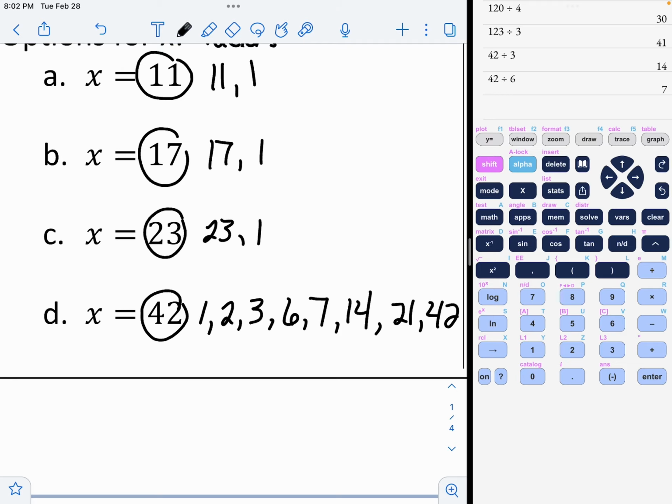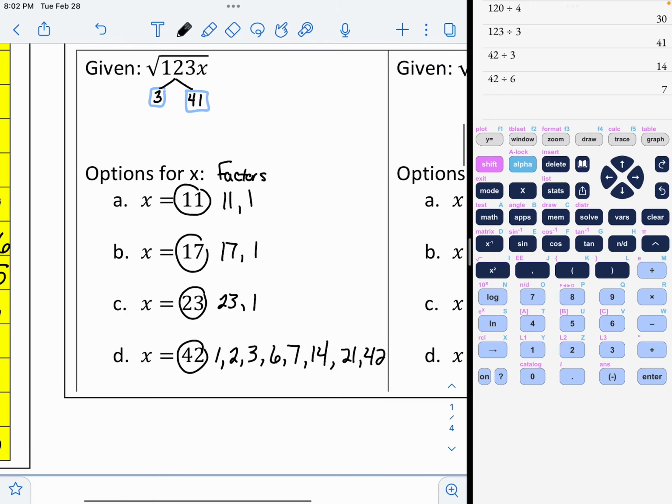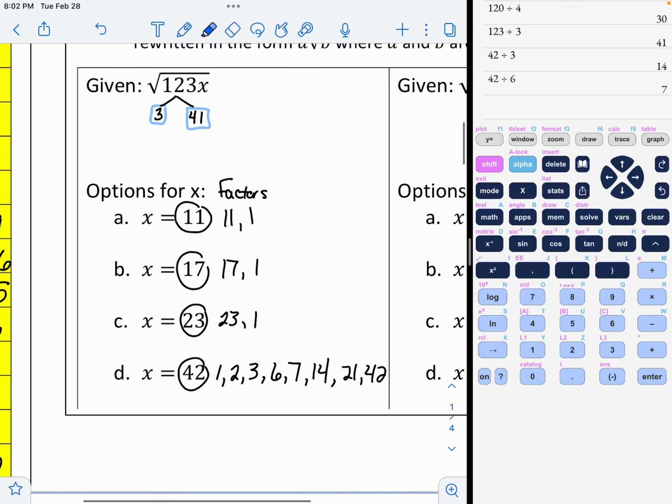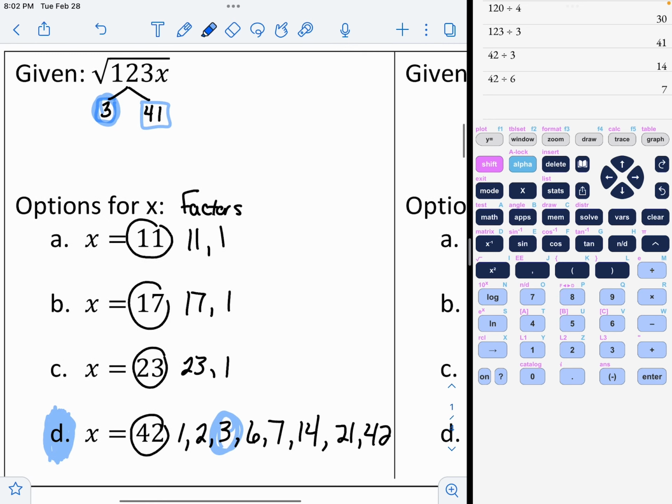Holy cow. So can you see, let's go back to the original, that the prime factorization of 123 had a 3 inside of it, and so does 42. That means that 42 would allow us to reduce the square root. So the question will be, how would it allow us to reduce our square root? Well, I would do 123 times 42. So in other words, I'm replacing x with 42. So let's go ahead and work that through.